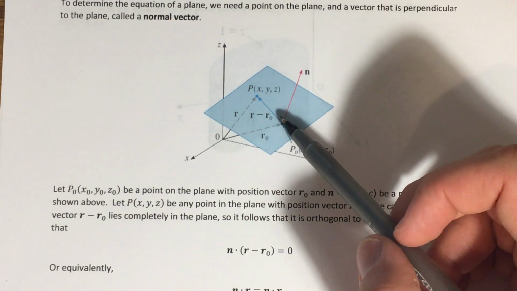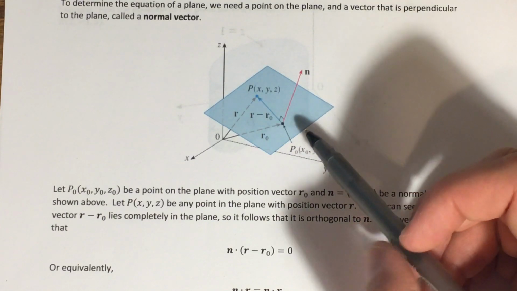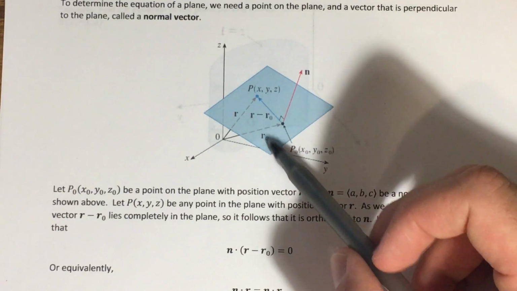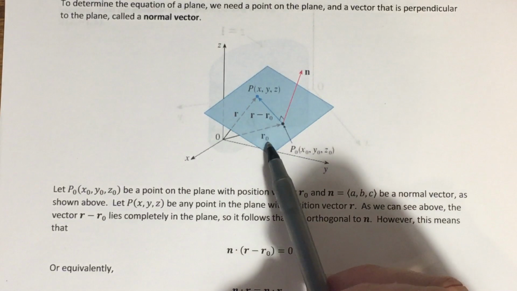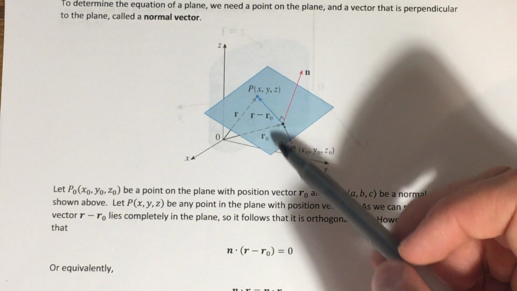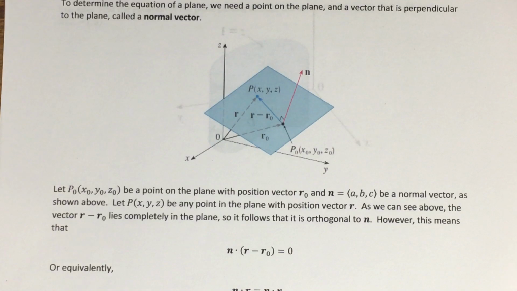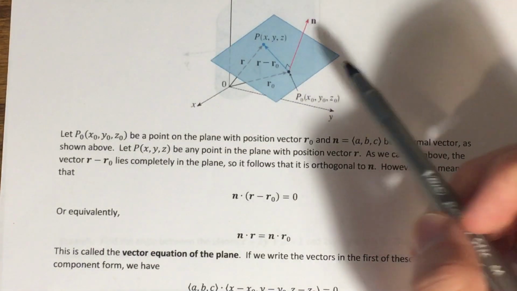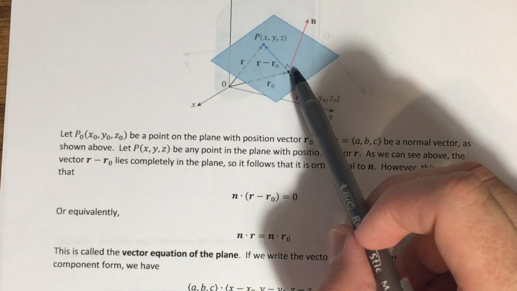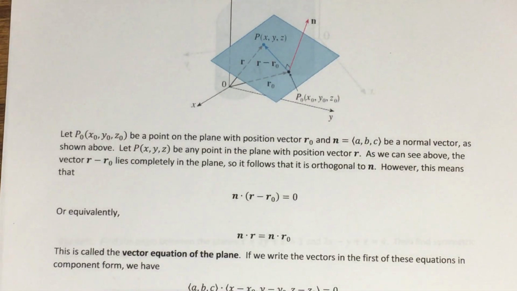But in order to do that, I need some way of representing this blue vector right here. So again, I want this blue vector to be the vector that has initial point P naught, terminal point P. And what I can do is assign position vectors to those points. So if I call r naught the position vector for P naught, r the position vector for P, then as we've seen before, r minus r naught would be that blue vector that I'm talking about. And so that whole discussion shows that r minus r naught, the difference between those two position vectors, is orthogonal to the normal vector n, which means their dot product should equal 0. Okay.